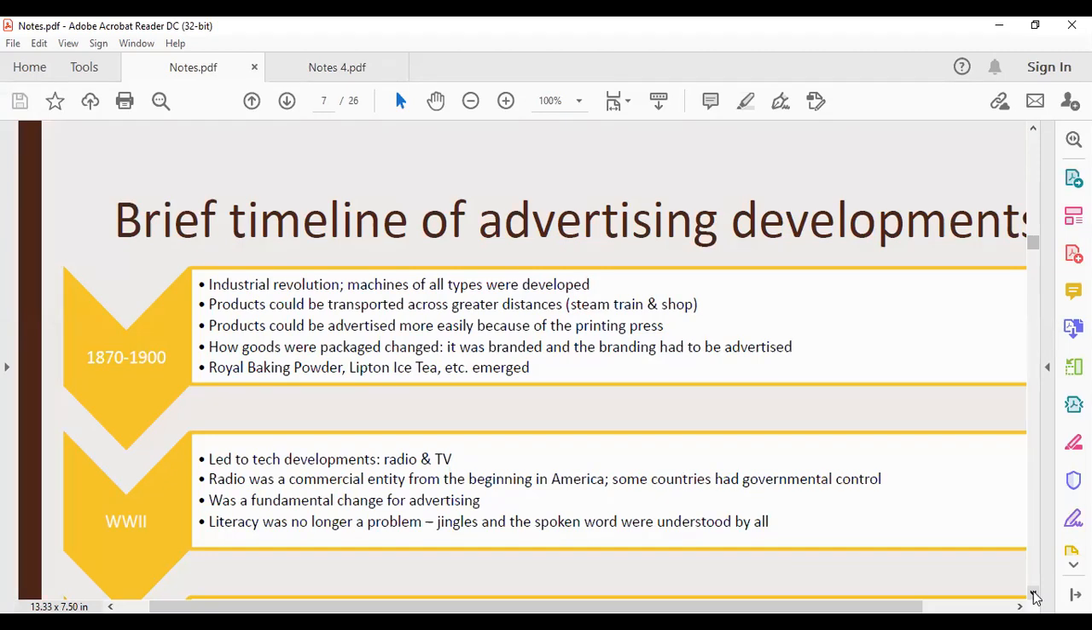And also during this time, there was a great fundamental change for advertising. Literacy was no longer a problem. Jingles and the spoken word were understood by all. Jingles, these are radio advertisements. Everybody could understand, so literacy was not a problem. If you could not read and write, you could still hear. So if someone is speaking on the radio, or if an advertisement comes on radio, it doesn't matter if you can't read or write, you can still understand.